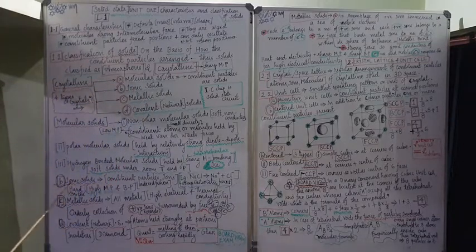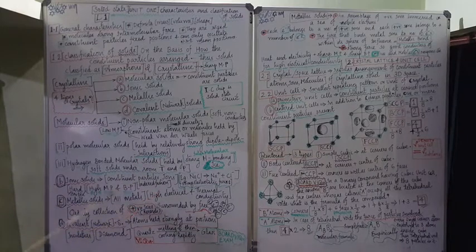Then comes the ionic solids. What is an ionic solid? The name itself gives it: ionic solid means the constituent particles are ions. They are hard and brittle also. Here the example is NaCl, common salt, which gives rise to the ionic form, the sodium ion and the chloride ion. So in this ionic solid the constituent particles are ions, sodium ion and chloride ion, in an ordered fashion, plus and minus in an ordered fashion. It is hard and brittle.